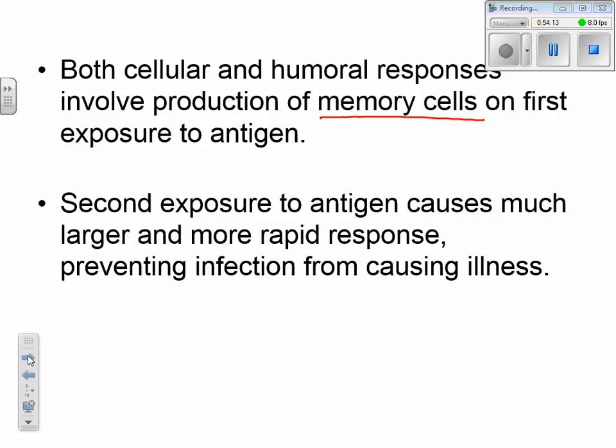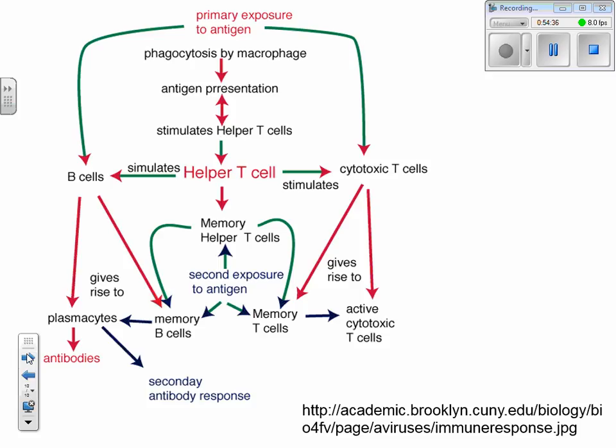So this second exposure: the first exposure produces the memory cells, and the second exposure then causes a really rapid response and a very big response as well, so that you don't actually get the infection causing the illness. So that's the really important part in terms of retaining immunity. Now, this diagram is not a good one. I really ought to replace it, and I think that to myself every year when I get to this point. I think, oh, that one again.